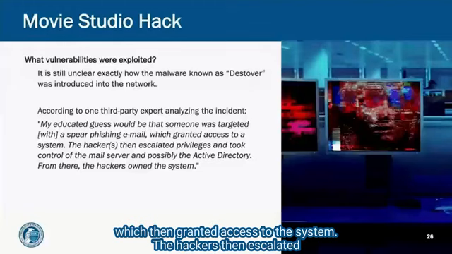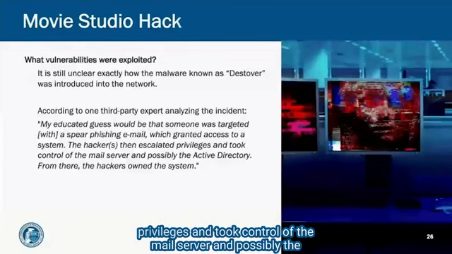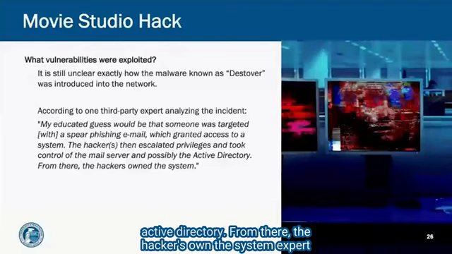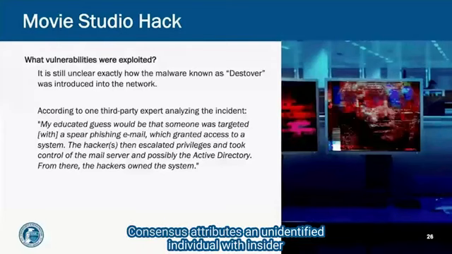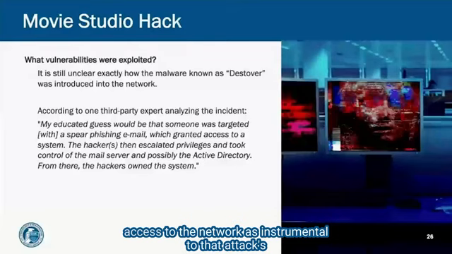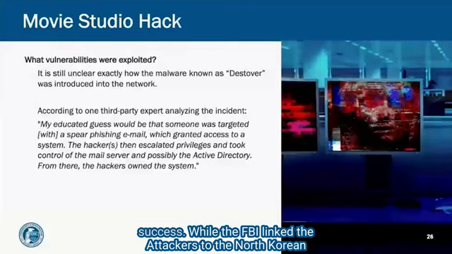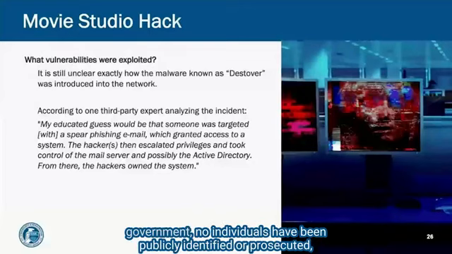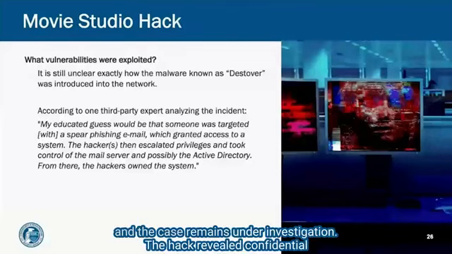The hackers then escalated privileges and took control of the mail server and possibly the Active Directory. From there, the hackers owned the system. Expert consensus attributes an unidentified individual with insider access to the network as instrumental to that attack's success. While the FBI linked the attackers to the North Korean government, no individuals have been publicly identified or prosecuted, and the case remains under investigation.